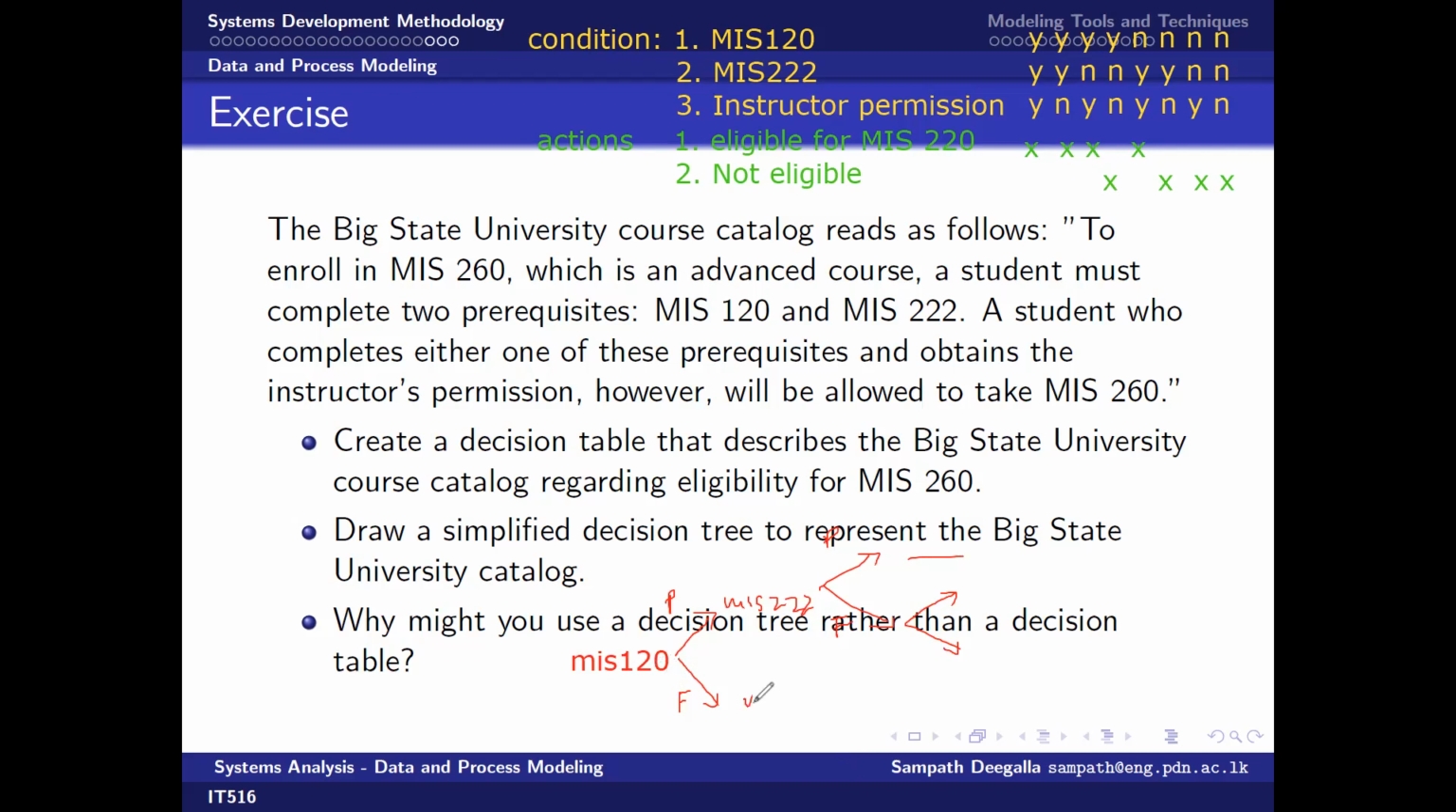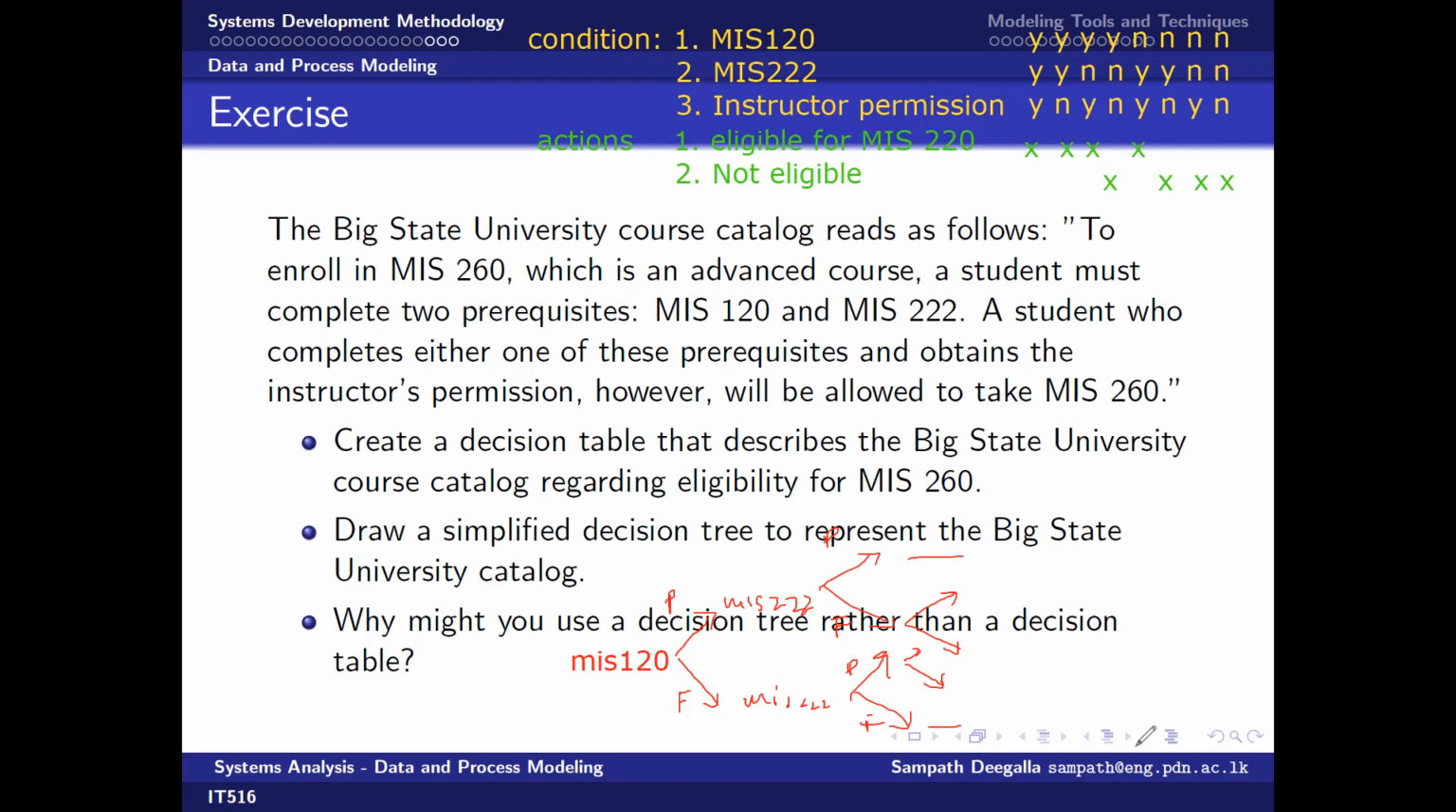Then this one fail, again we can have MIS 222. Then again you can have pass and fail, right? If you fail, you don't have to take instructor permission, you fail anyway. But then here you can have instructor permission, right? So you can see the possible combinations are reduced. You don't have to look for all possible 8 combinations actually, because when you pass both, you don't have to ask for instructor permission. You will get a simpler tree, right?